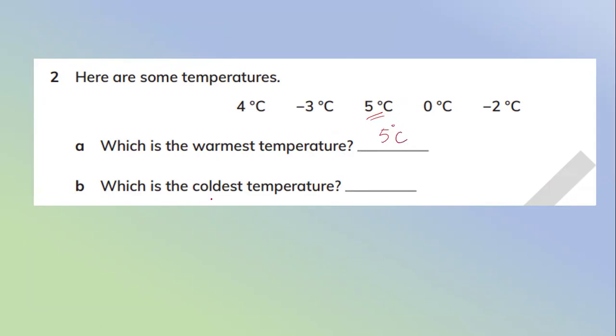Part B, which is the coldest temperature? Coldest temperature is the largest negative number. The largest negative number is -3. So -3 degrees Celsius.